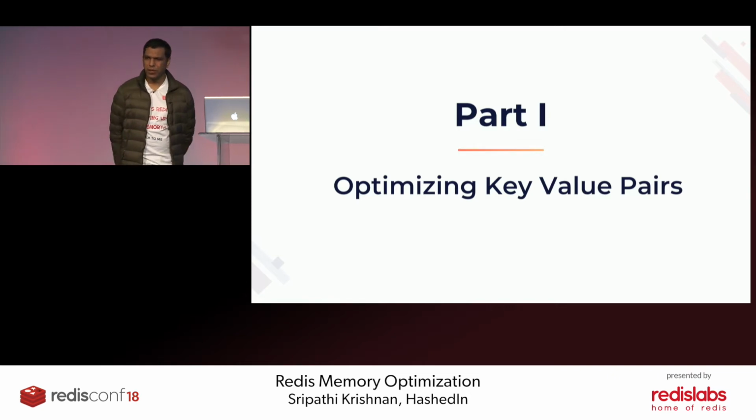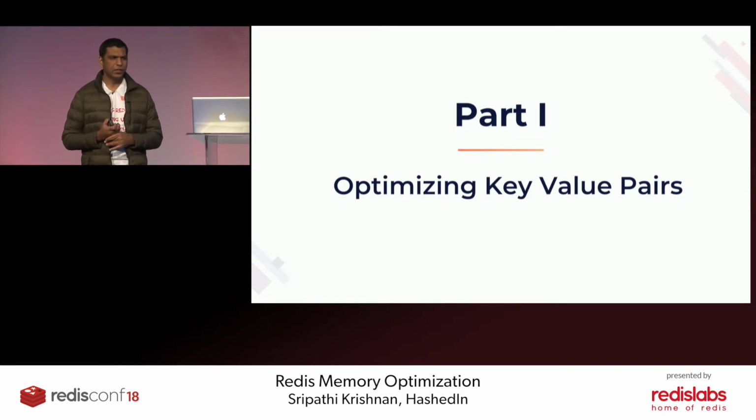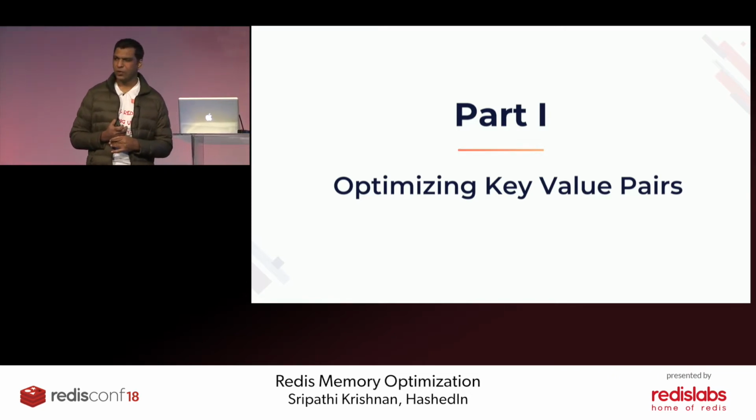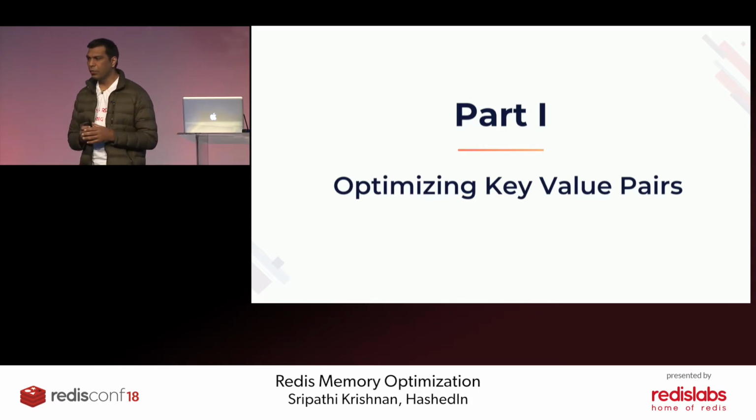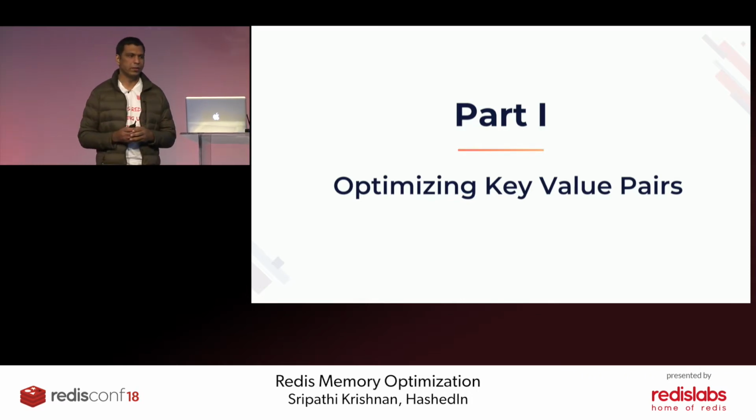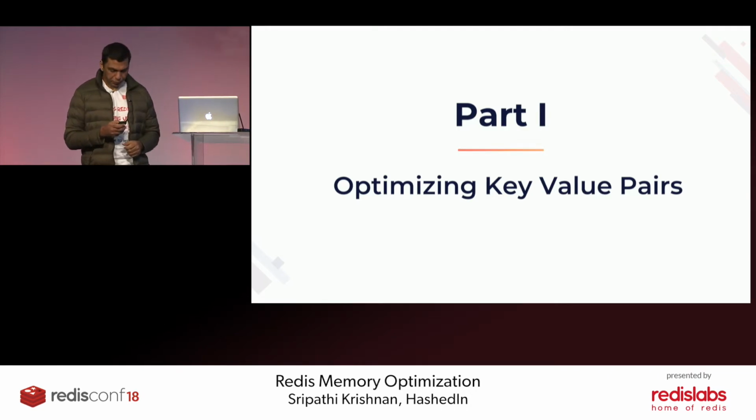So the talk is in 4 or 5 parts, right? The first part is essentially how do you optimize key value pairs, right? You've got a key, you've got a value. The value could be a Java serialized object, could be a message pack, could be a JSON. So how do you optimize key value pairs that you've stored in Redis?